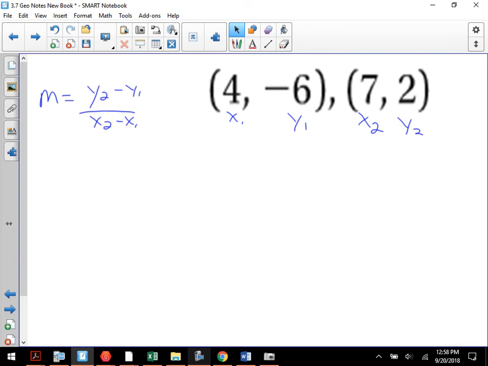Because it's rise over run. Rise are the values that go up and down. It's the y values. Runs are left and right. It's the x values. So you fill in the blanks. 2 minus -6 over 7 minus 4.